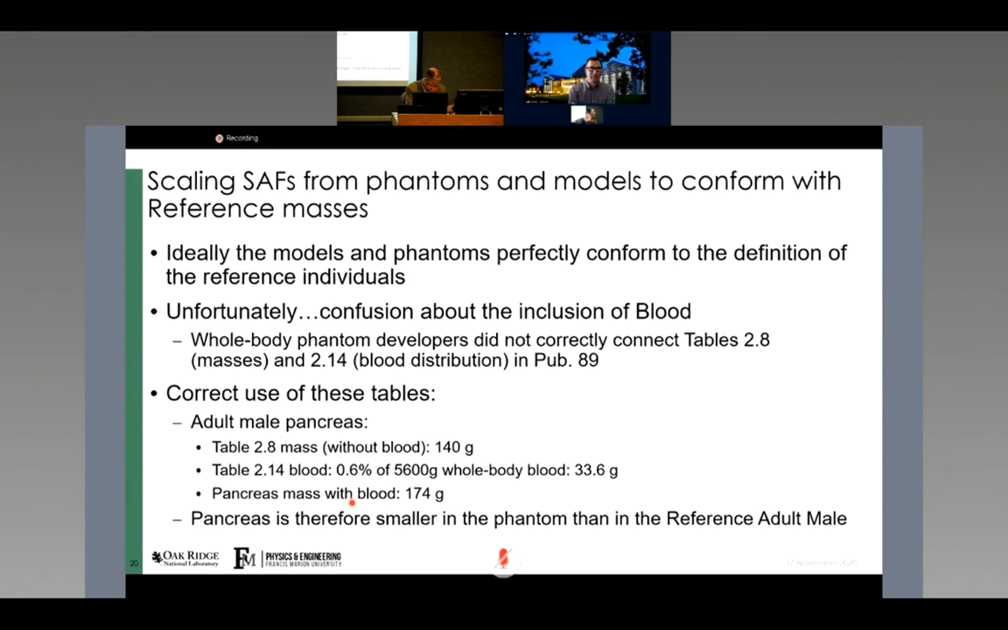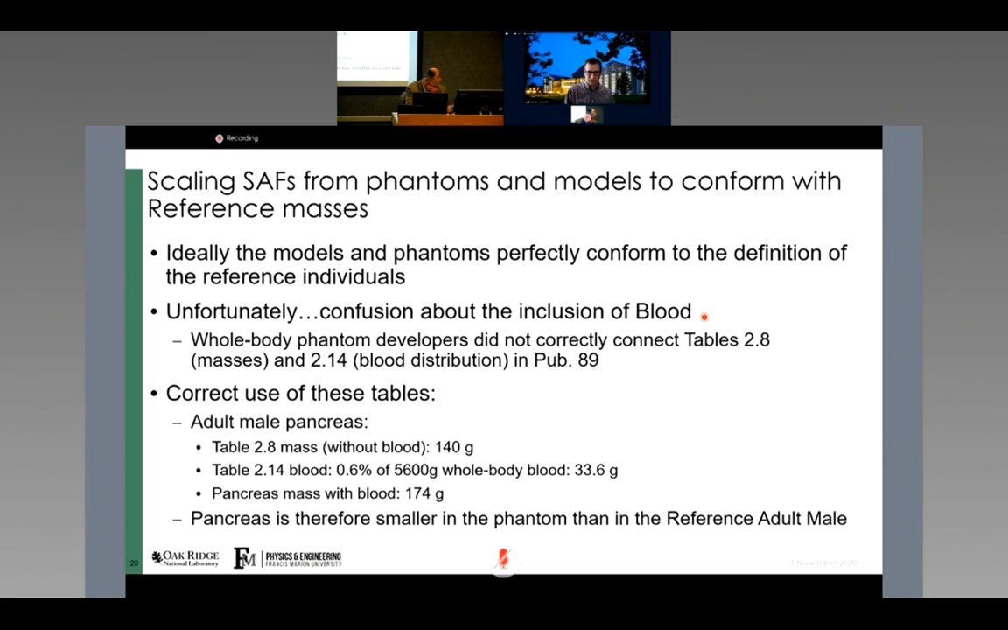Okay, so we've got the absorbed fractions from the models. We can compute a specific absorbed fraction by dividing by the target mass, but this is where we end up with a need in several cases to do some scaling to make sure that we conform with the reference individual and the masses in the reference individual. So ideally, the models and the phantoms would perfectly conform to the definition of the reference individual. Unfortunately, that's not always the case. And one of the big sources of confusion that's led to that has been about the inclusion of blood. So our whole body phantom developers did not correctly connect tables 2.8 and tables 2.14 in publication 89. Table 2.8 gives masses of organs, tissues.